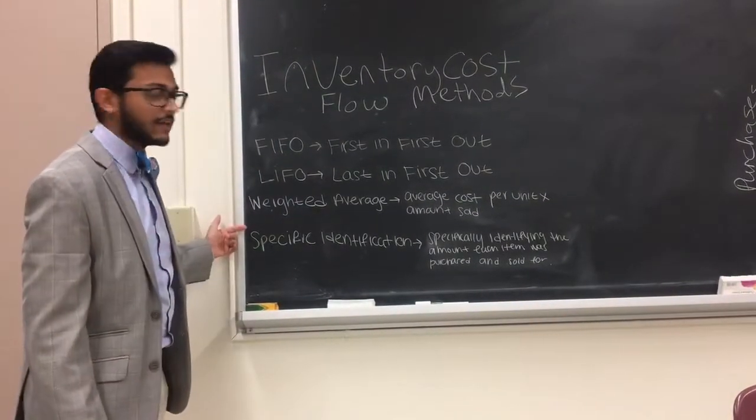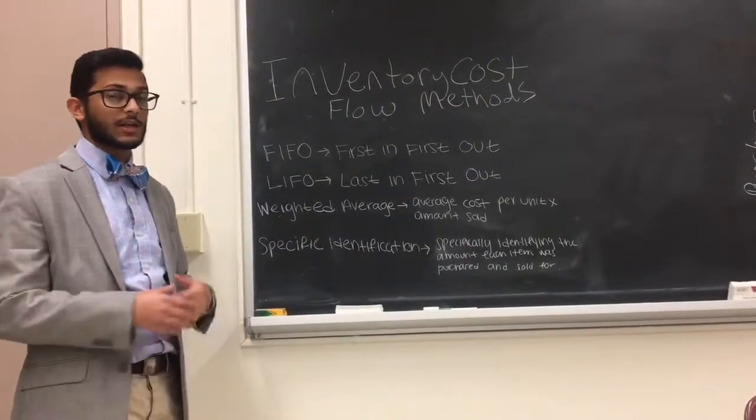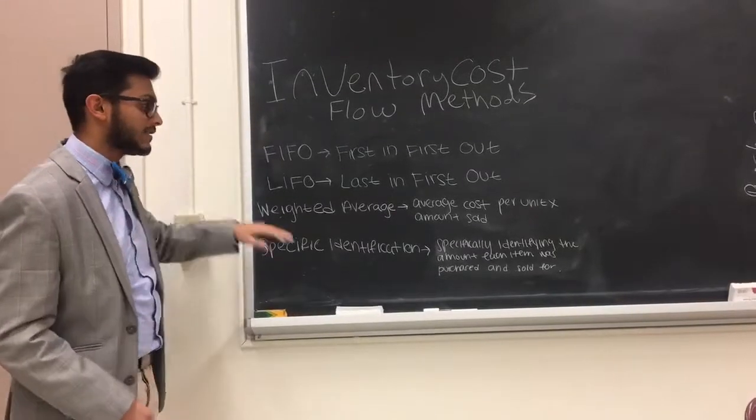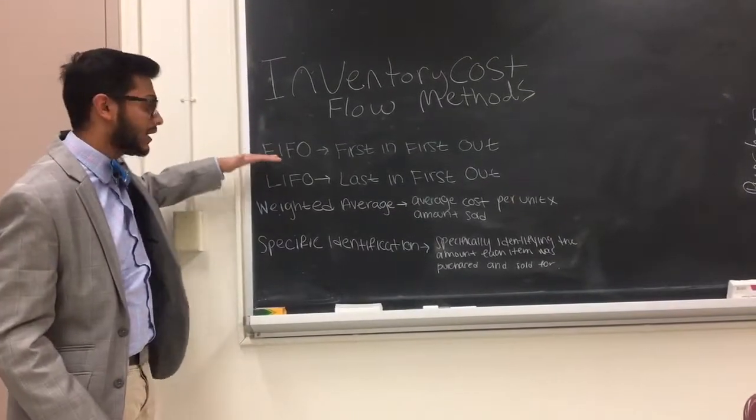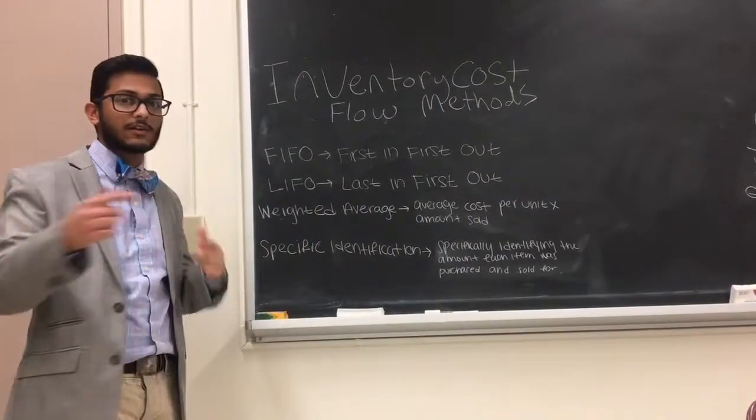And then there's specific identification. We use specific identification when we're told exactly how many units are coming out of each purchase. So if you have 3 different purchases, it's going to say, from the first purchase you got 10 units, second purchase 15 units, third purchase 20 units, and you're going to use that cost accordingly.